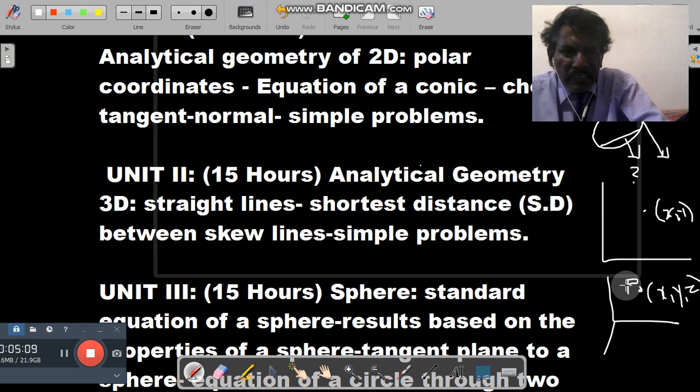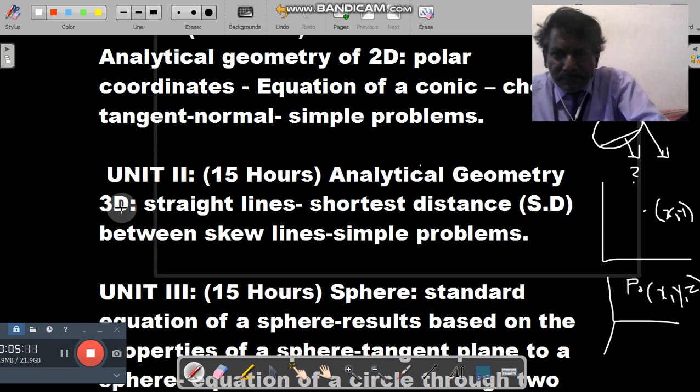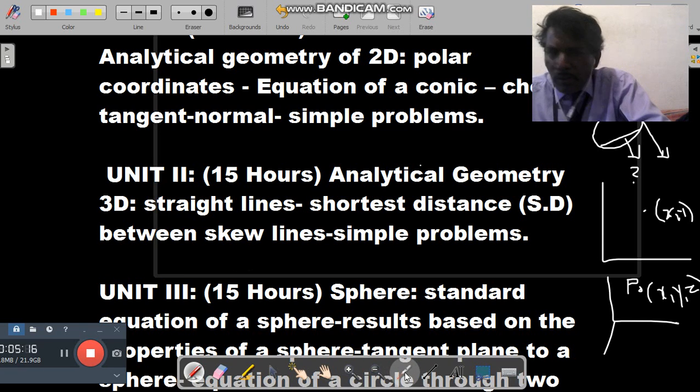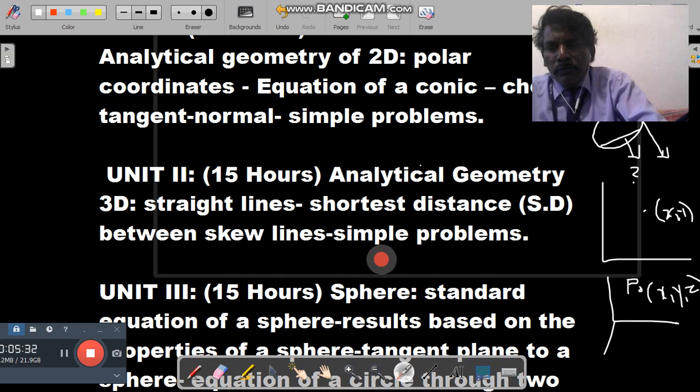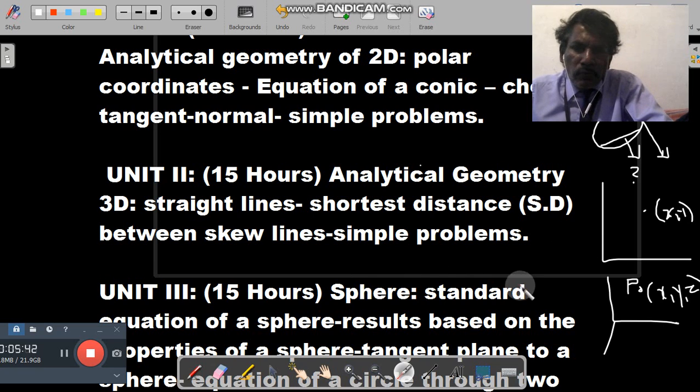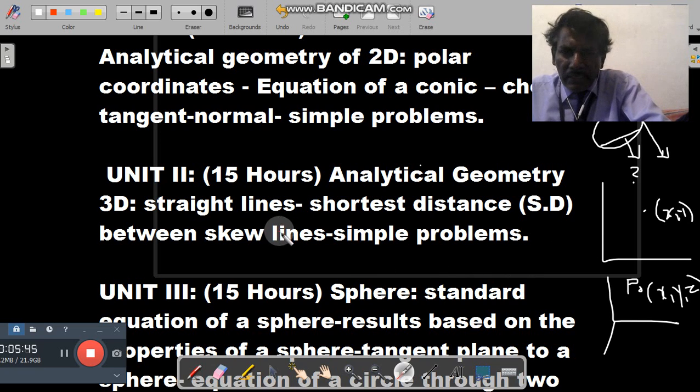We call this three-dimensional geometry, and in that we are going to study the equation of a line, then the shortest distance between 2 points, then skew lines and some simple problems also. Say for example, two line equations will be given, we have to find the shortest distance between the two lines.